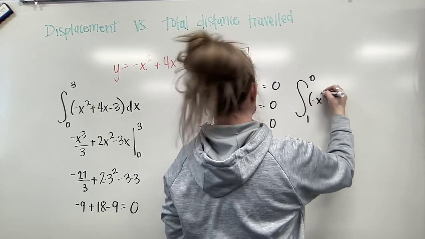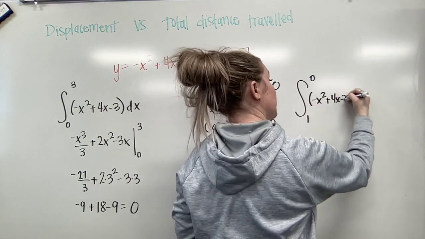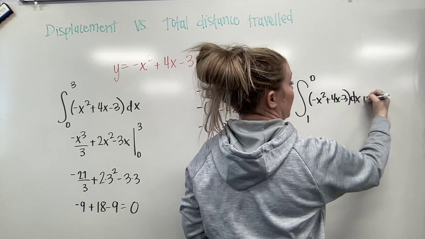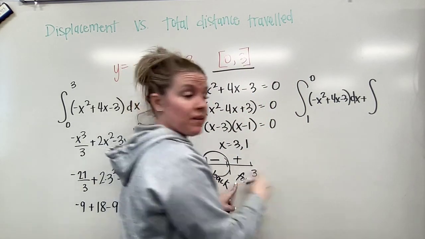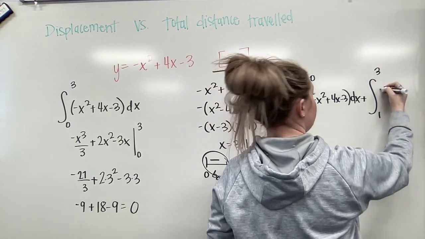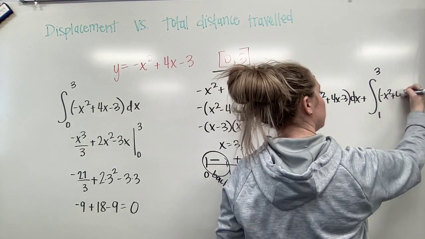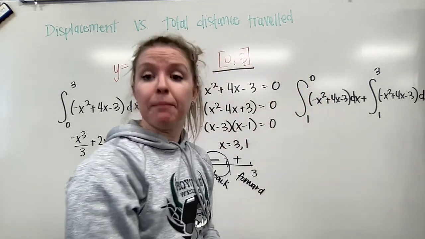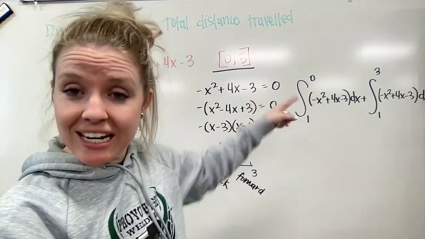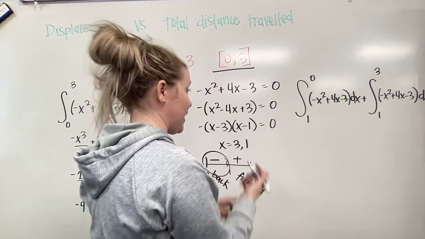So this is negative x squared plus 4x minus 3. And now I'm going to add that to the positive movement, which will be positive area, from 1 to 3. Negative x squared plus 4x minus 3. Yep, went off screen there, but there's a dx. You get it. I'll move back a bit here.